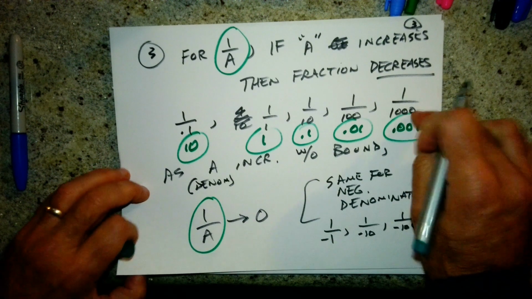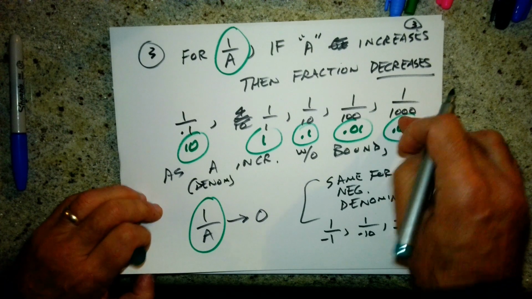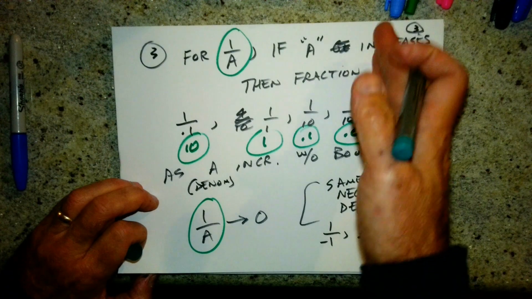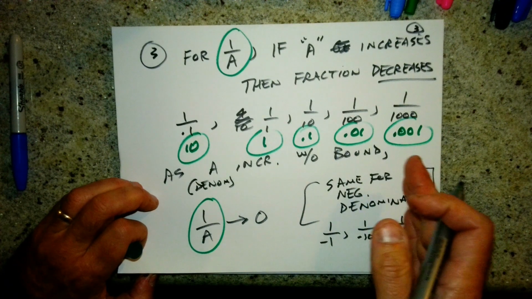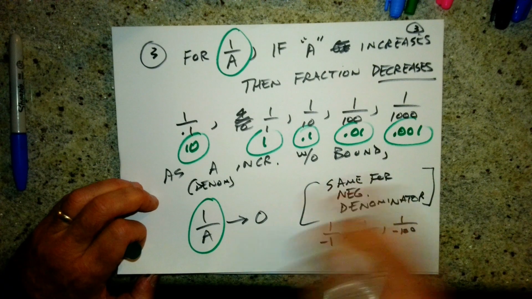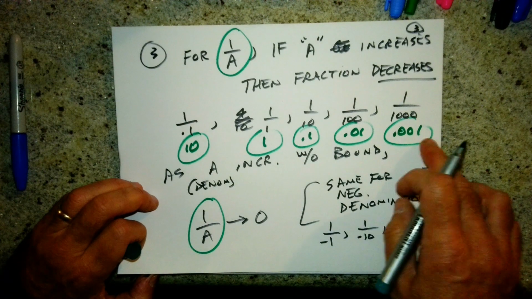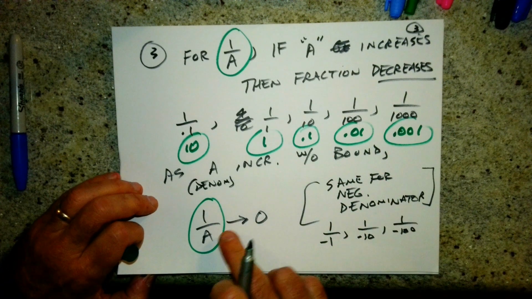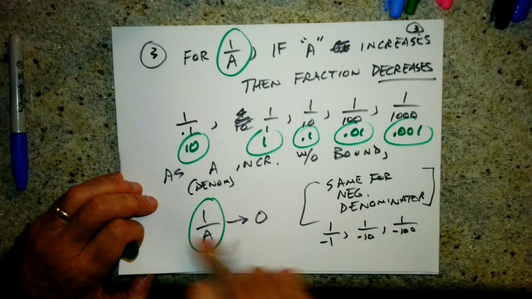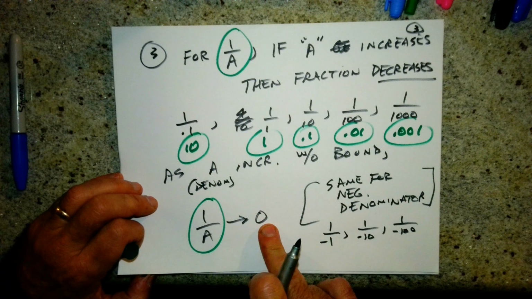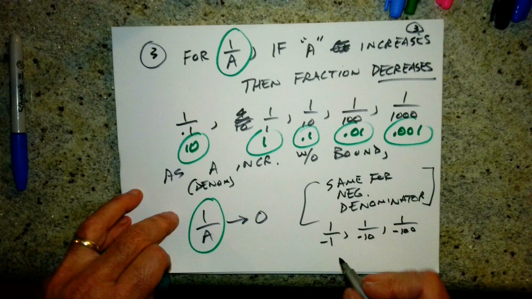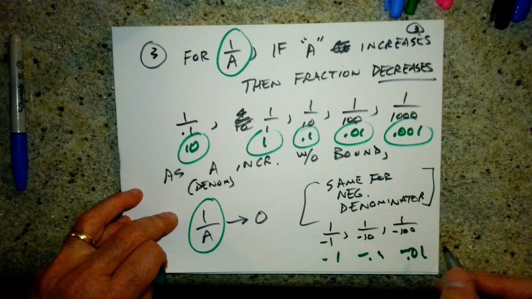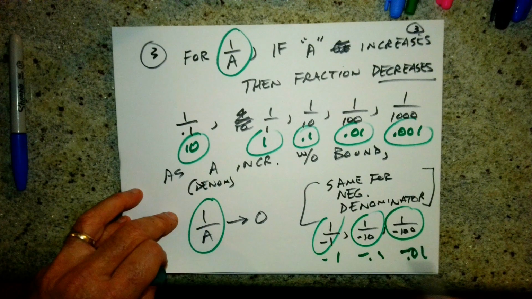There is no number you can put in to make the fraction as a whole 0, but this means it gets closer and closer to 0, and there's no end to it. There's no line you can draw and say it won't cross this. It can get as close to 0 as you want. If you want the fraction to be 0.00 with 100 zeros and a 1, we can find a denominator big enough to make that happen. So the fraction as a whole gets closer and closer to 0. Same for negative denominators: negative 1, negative 0.1, negative 0.01. These fractions as a whole are getting closer to 0.